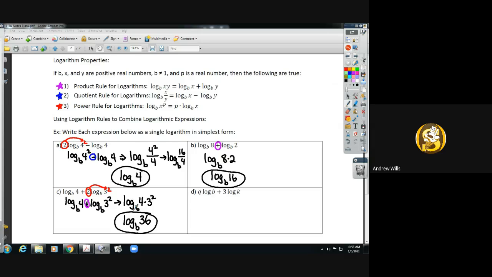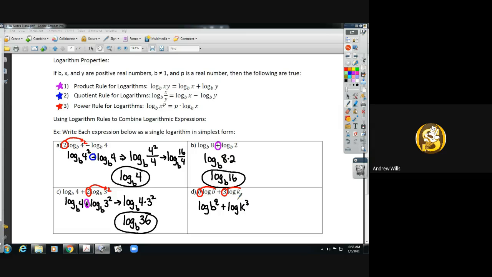That's it for letter C. On letter D, both of our logarithms have something in front. So we're going to use our power rule to make those exponents. So our first step should be log, which again is a common logarithm, so that's base 10, log base 10, of b to the q power plus log, again base 10, there's no base written, so that's common, of k to the third power.